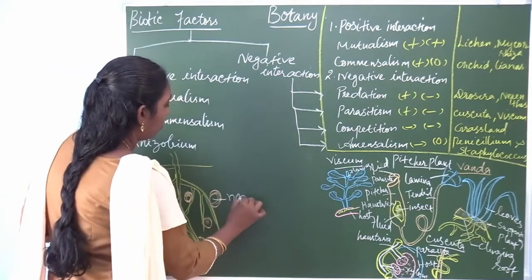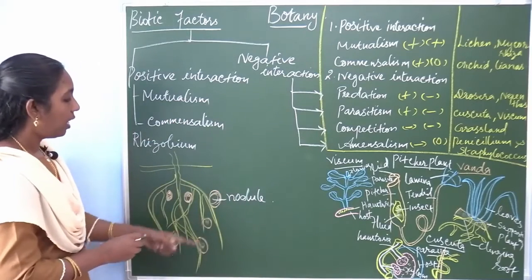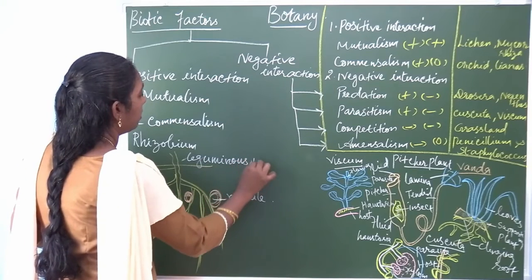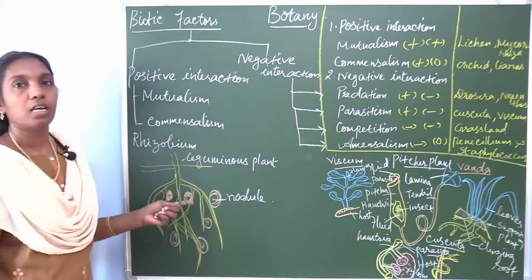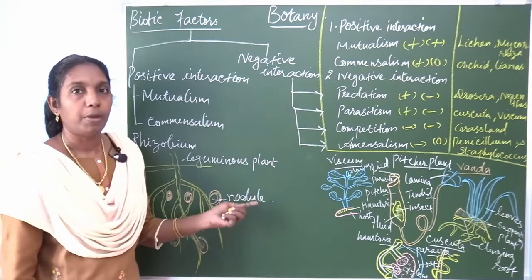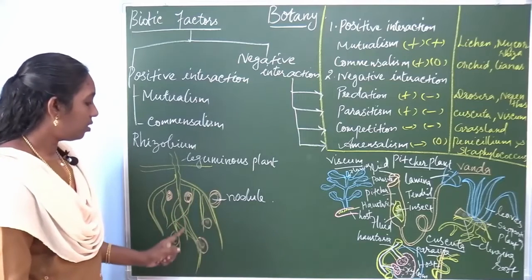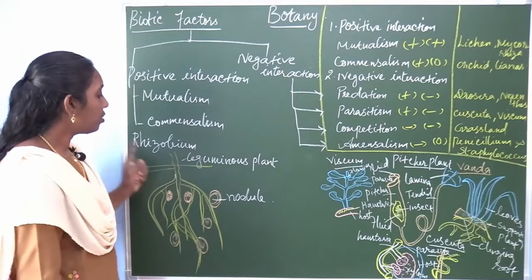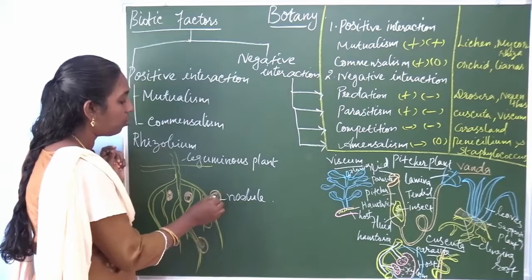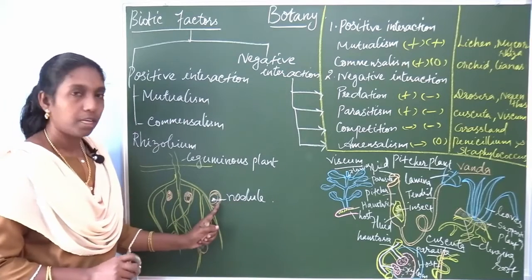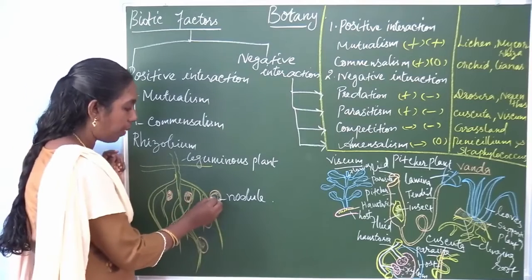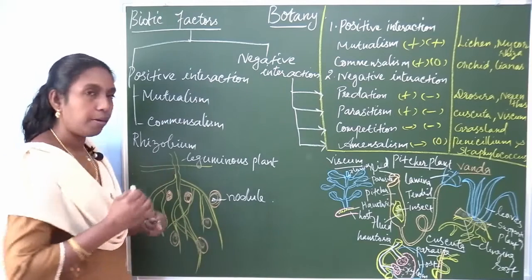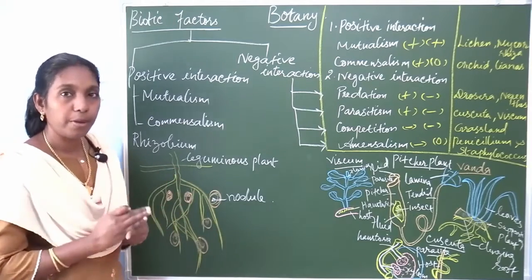Root nodule. This is found in leguminous plants, the legumes, pea plants, pea varieties. Here the root, this is a dicot plant with a taproot system, contains root nodules. So rhizobium is the bacteria which is present in the root nodule. This nodule gives shelter to the bacteria, and at the same time this bacteria fixes nitrogen and gives it to the plant. So both are mutually benefited, and there is no harm.